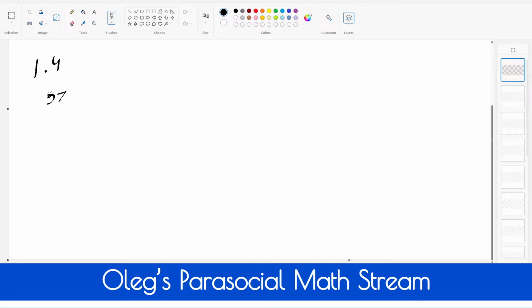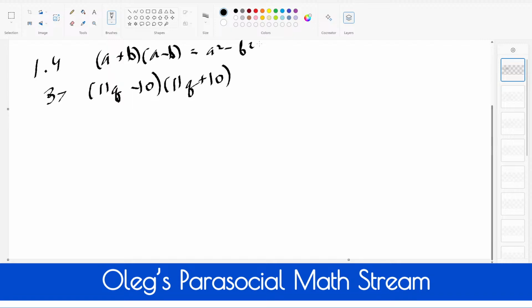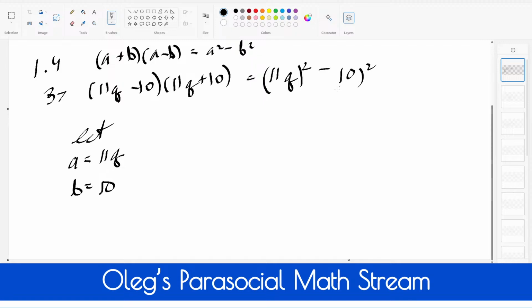37. 37, we have 11q minus 10 with 11q plus 10. This is of the form a plus b, a minus b, which is equal to a squared minus b squared. Let a be 11q and b be 10. The negative doesn't have to carry over because we keep it. So the result is going to be 11q squared minus 10 squared. So that's going to be 121q squared minus 100.